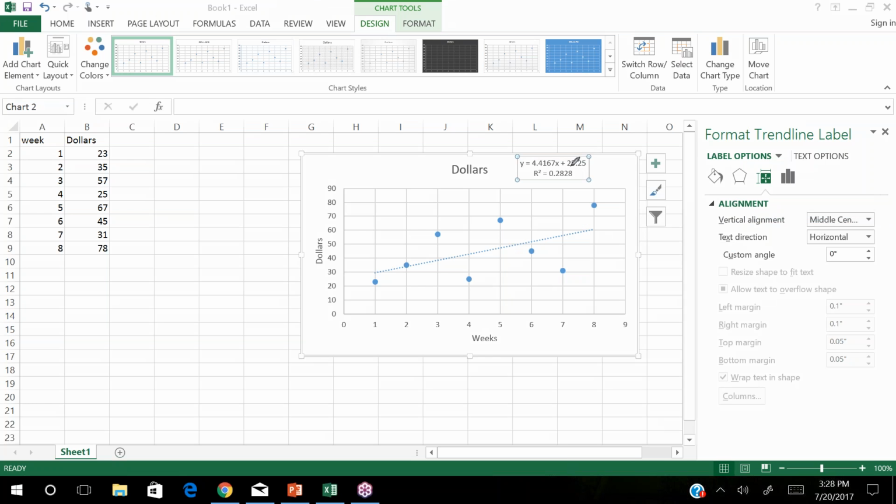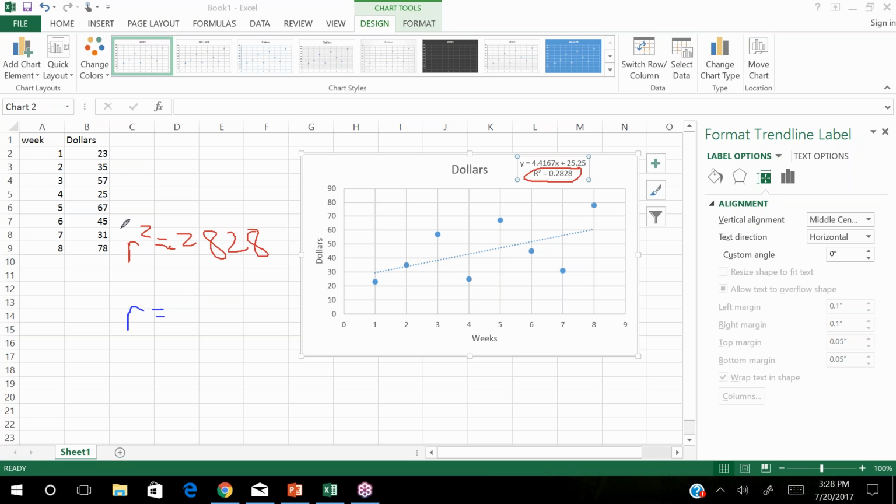But what I want to talk about right now is this R squared. Because R squared is not what I want. They tell me that R squared is 0.2828. But R squared is the coefficient of determination. We want the correlation coefficient. We want R. So how do I go from R squared to R? How do I unsquare something? Square root it. Square root it, exactly.